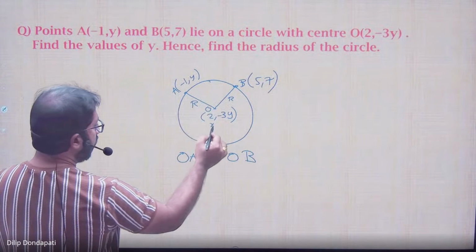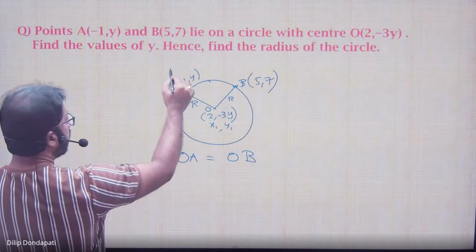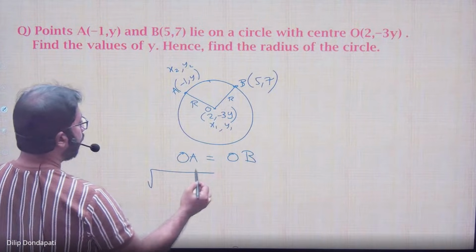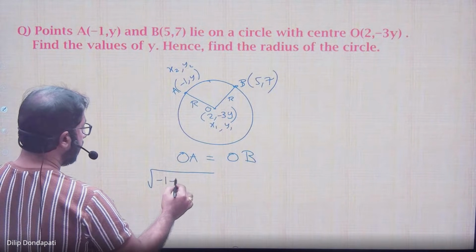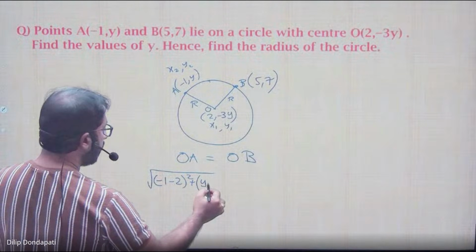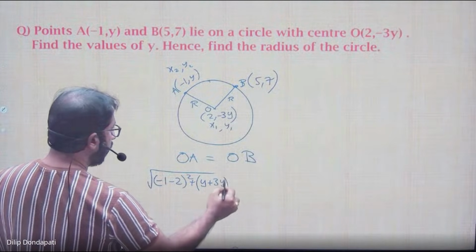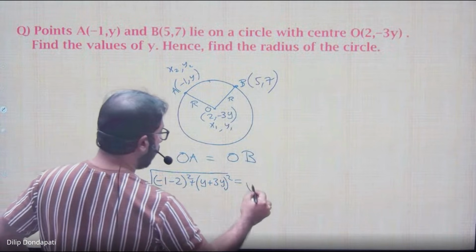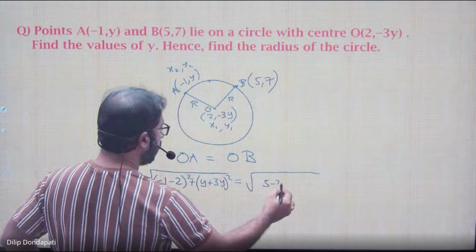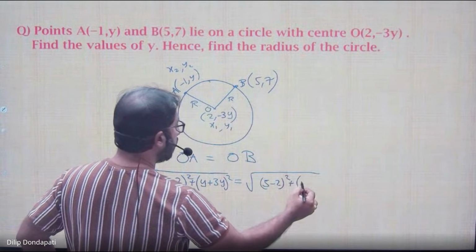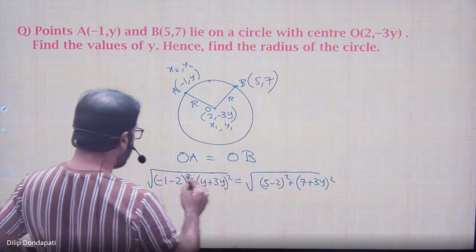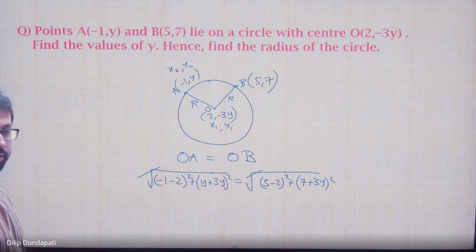So this is x1 y1, x2 y2. So under root, x2 minus x1 whole square plus y2 minus of minus 3y whole square is equal to under root OB, which is nothing but x2 minus x1 whole square plus 7 minus of minus 3y whole square. So since the root on both sides cancels, solve and find the value of y.